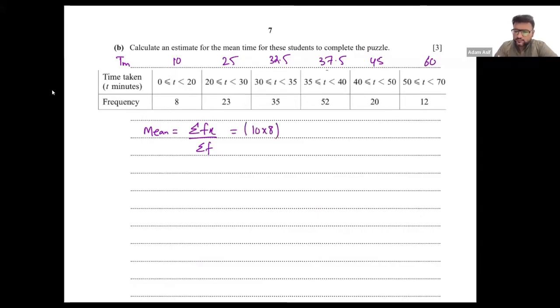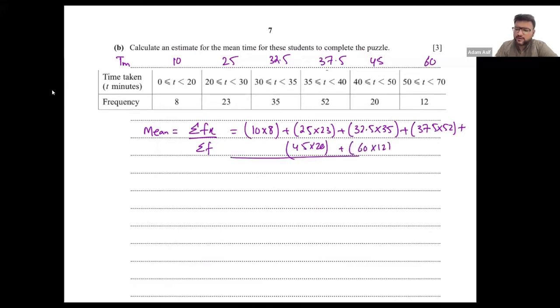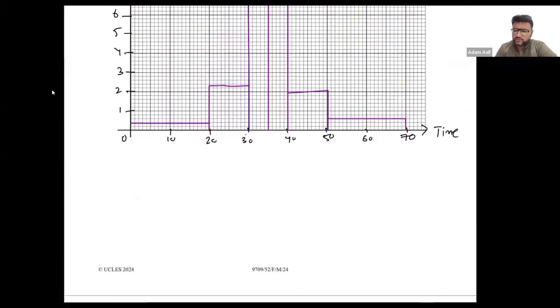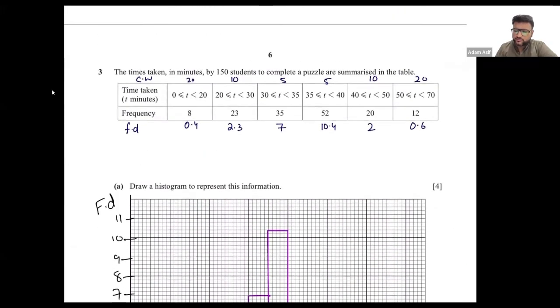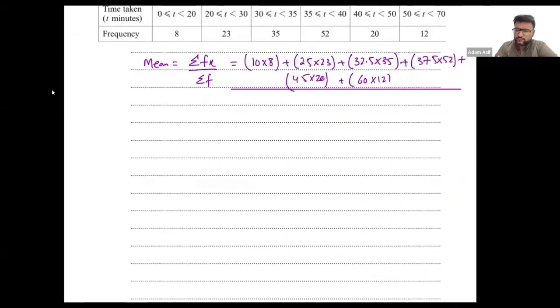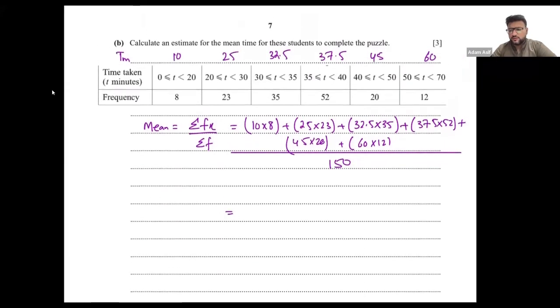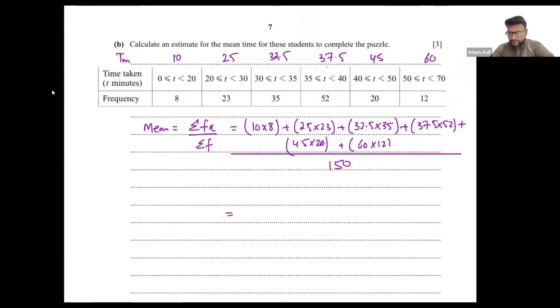10 times 8 plus 25 times 23 plus 32.5 times 35 plus 37.5 times 52 plus 45 times 20 plus 60 times 12, divided by the total frequency. That means the total number of students, which is 150. Okay. Calculate this for me, please.